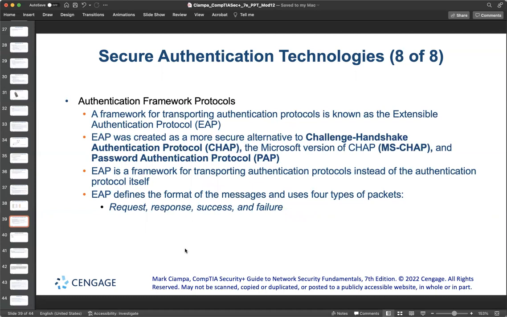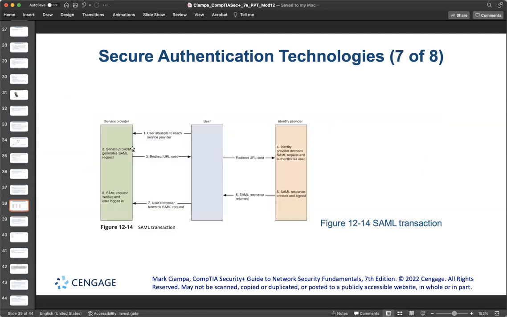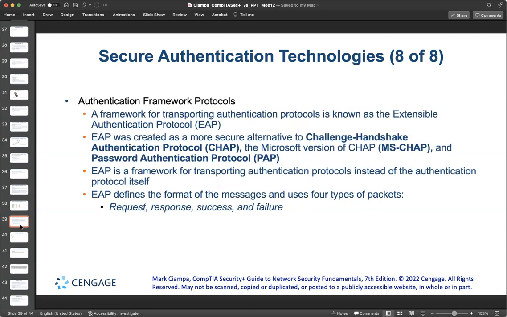Again, this is not the authentication protocol. You may be using Kerberos, but you're using it on top of EAP. So it's just for transporting the authentication protocols, not the authentication protocol itself. EAP defines the format of the message and uses 4 types of packets: request, response, success, and failure. If we come back here, remember a request packet, and a response with the answer of, hey, has that failed or is that successful? That's what the framework defines, and that's the EAP that we have over here.